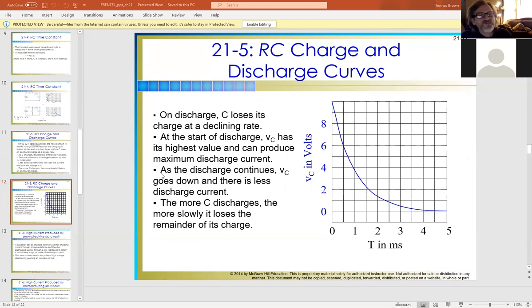And we can measure that. We could totally measure that. So there would be less discharge current. So as this continues to fall, our current starts to fall as well. So it would literally be on a rate of decline. But the more it discharges, the slower it does it, as we can see by the graph.